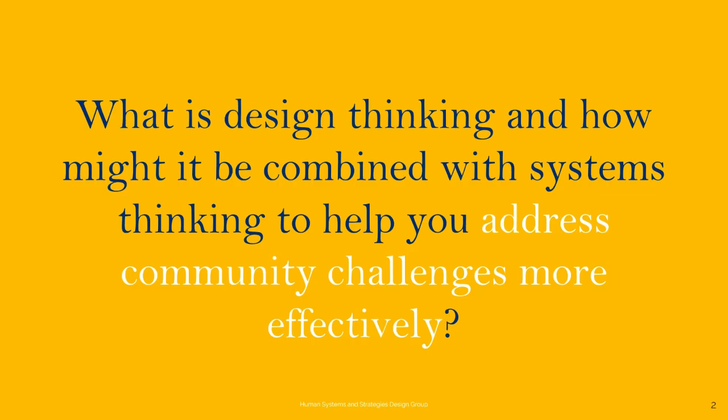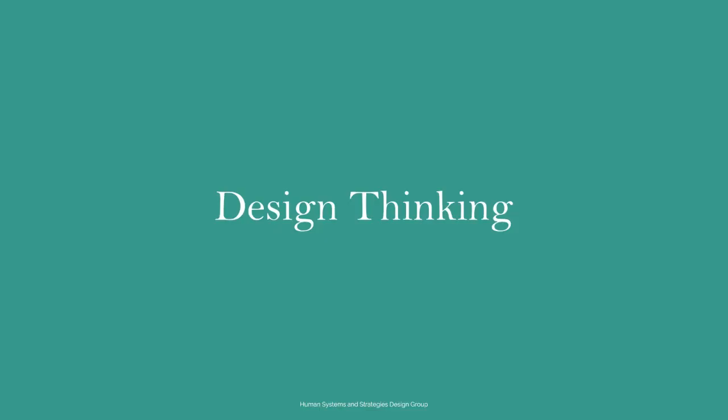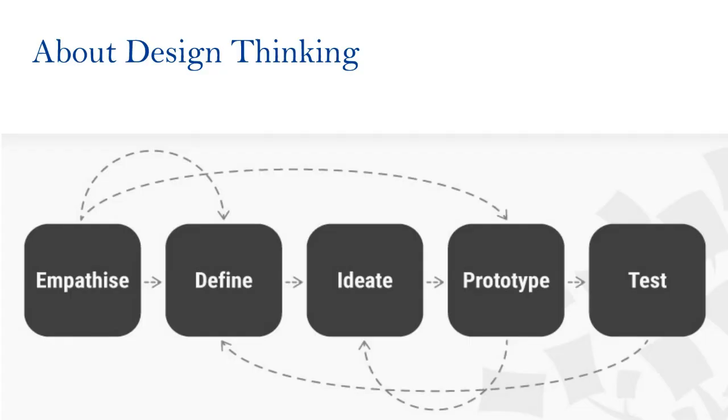So what is design thinking, and how might it be combined with systems thinking to help you address community challenges more effectively? Design thinking is a 5-part strategy that's used by designers of everything from apps to toasters to patient flow at Johns Hopkins Hospital. We're going to use it in our work when we're mapping systems to make sure that we don't make erroneous assumptions about the people, policies, and beliefs that we're encountering.